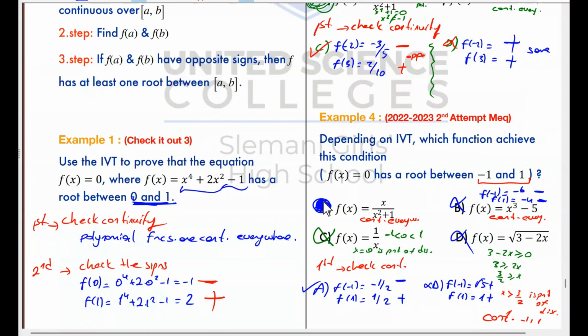So ladies, this is the way. First, checking the continuity. Second, checking the sign of f of a and f of b, the given numbers.